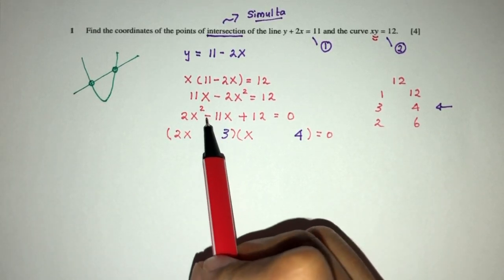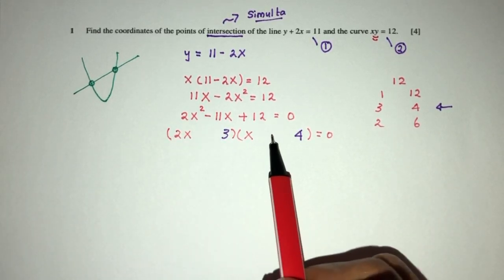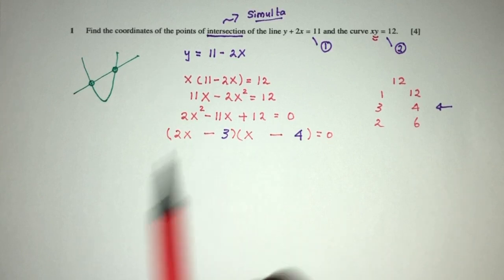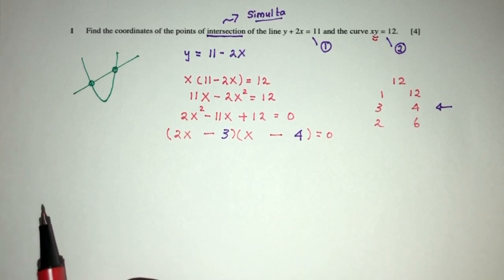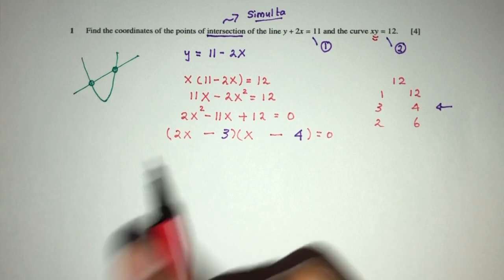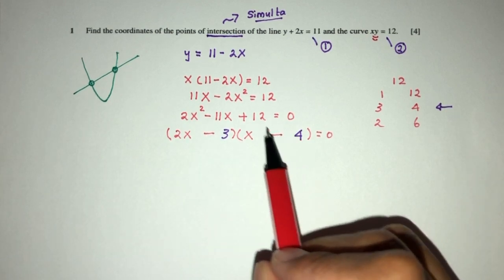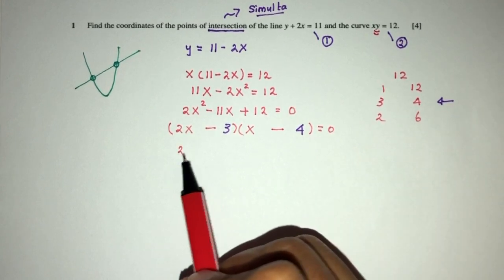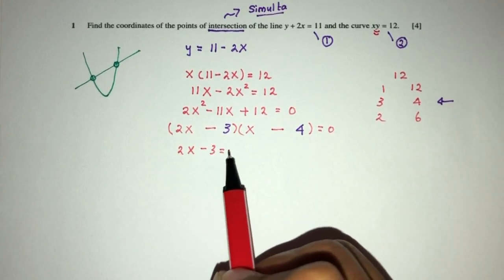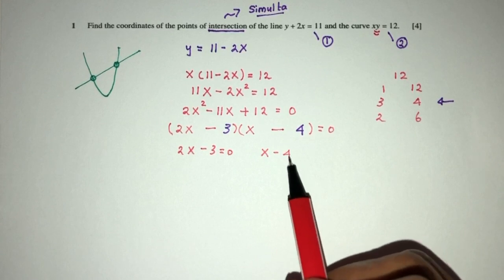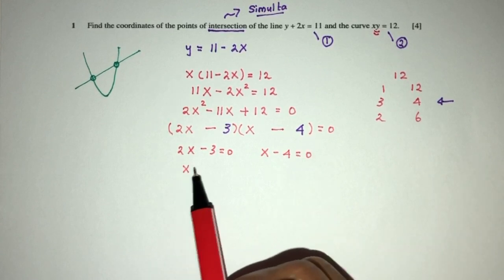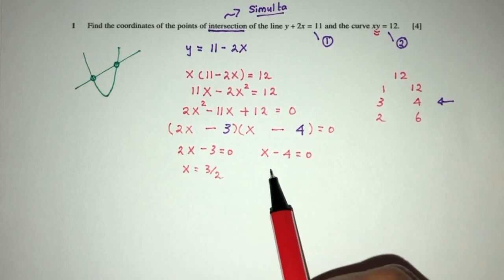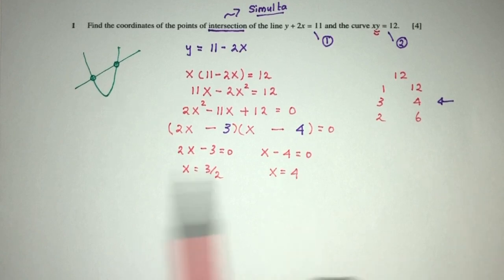Now, for me to get minus 11, I have to have minus 8 and minus 3, because minus 8 minus 3 is minus 11. Now, to check, minus times minus is plus, so here we have plus, so this is a good factorization. Now, solve. That will be 0. This also will be equating to 0. So x has to be 3 over 2, and x has to be the value of 4.